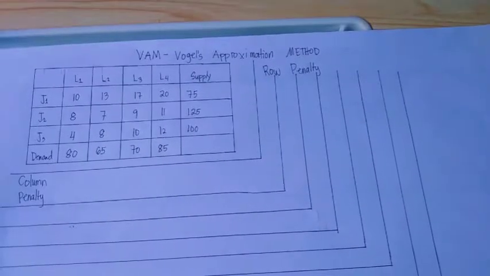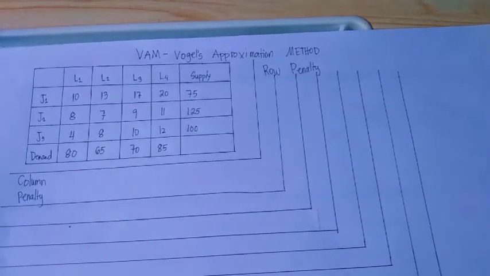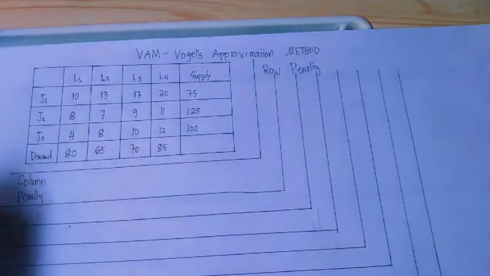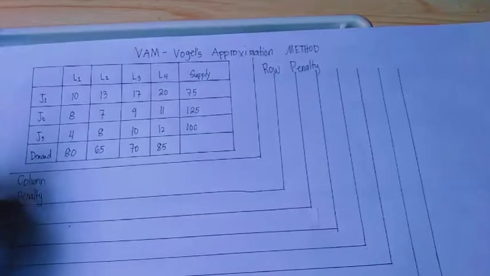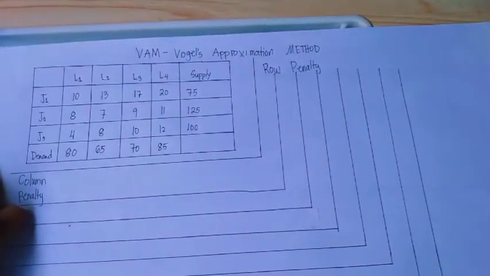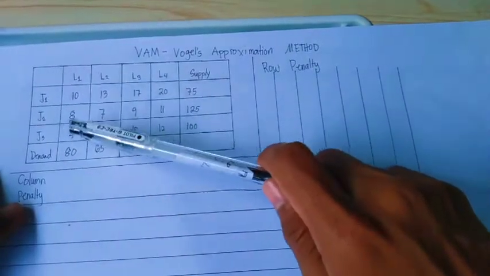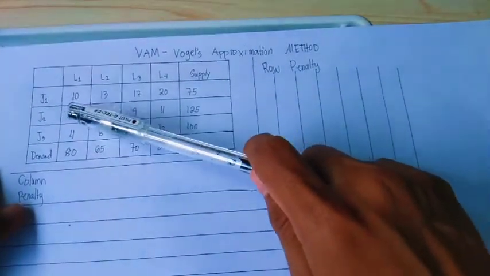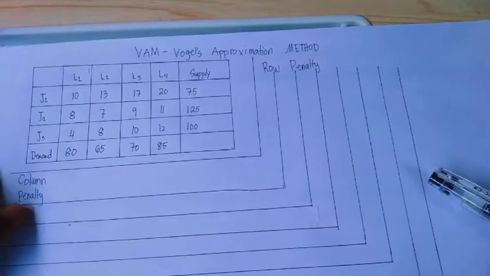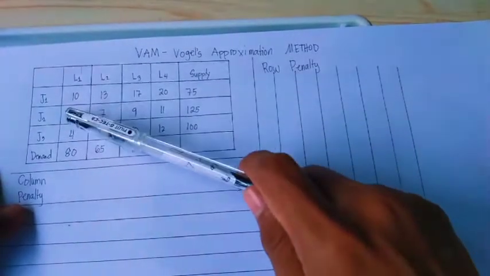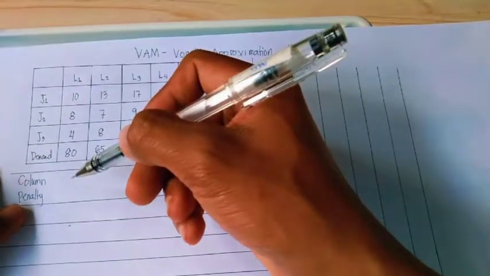The next method is what we call VAM or Vogel's approximation method. In this method, we will find the two least elements on each row, then subtract them. So in this row, the least elements are 4 and 8. So we are going to subtract them. 4 minus 8 is equal to 4. So we will put 4 here.